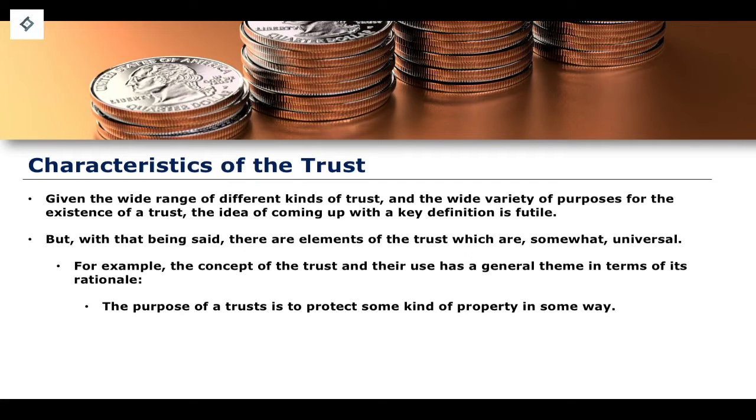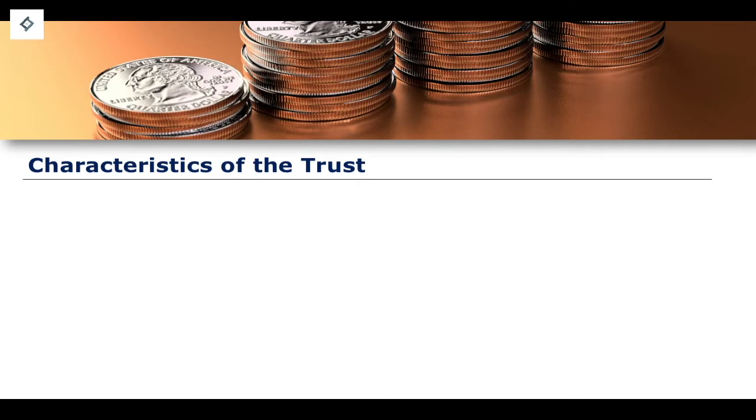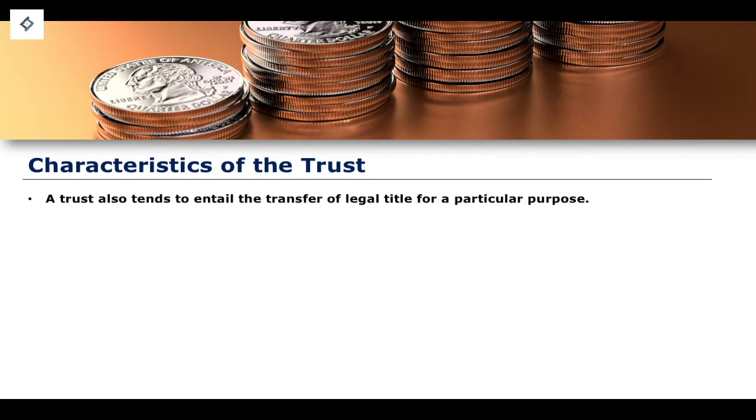Now, you might be thinking, well, that's a particularly broad, nigh on meaningless characteristic, and you'd probably be correct. One of the universal elements of a trust is the fact that it is doing something with some kind of property, or trying to protect some kind of property in some way. It is essentially a meaningless statement, but this is why the definition of a trust is so futile, because the idea of a trust is such a broad conceptualization that it makes it very difficult to come up with any kind of definition. A trust also tends to entail the transfer of legal title for a particular purpose.